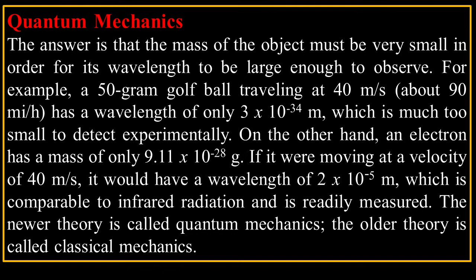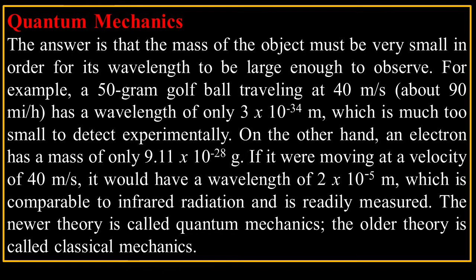On the other hand, an electron has a mass of only 9.11 times 10 to the negative 28 grams. If it were moving at a velocity of 40 meters per second, it would have a wavelength of 2 times 10 to the negative 5 meters, which is comparable to infrared radiation and is readily measured. The newer theory is called quantum mechanics. The older theory is called classical mechanics.